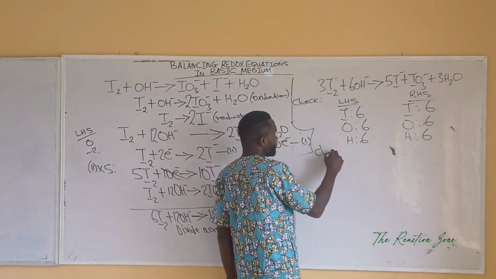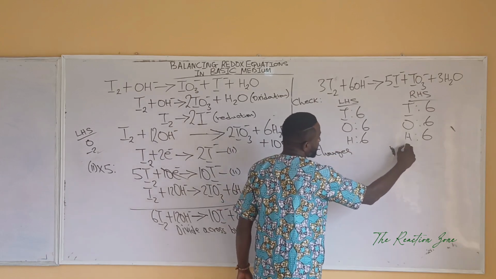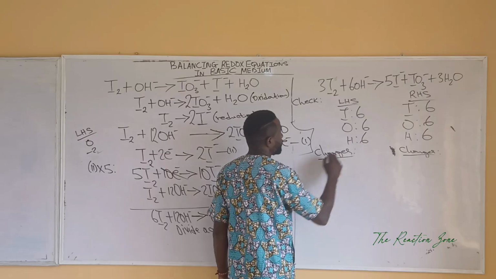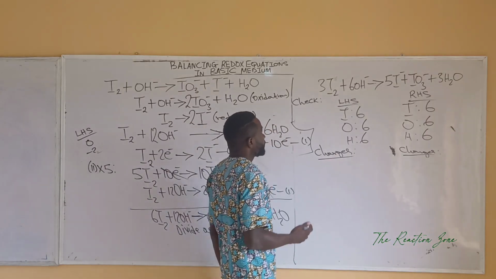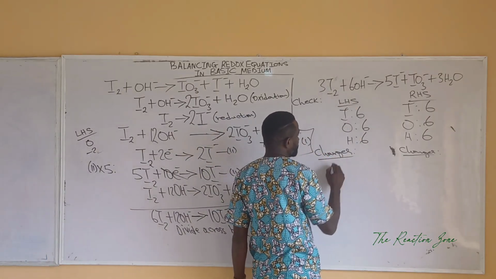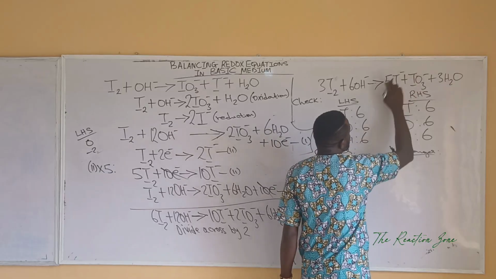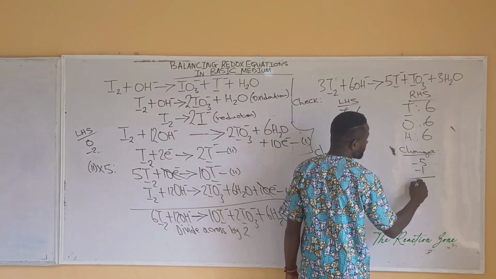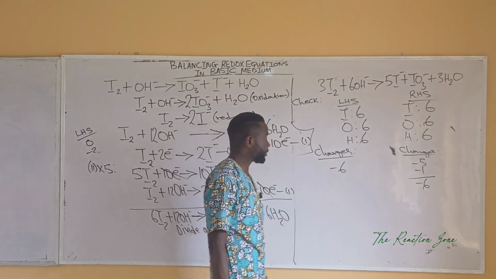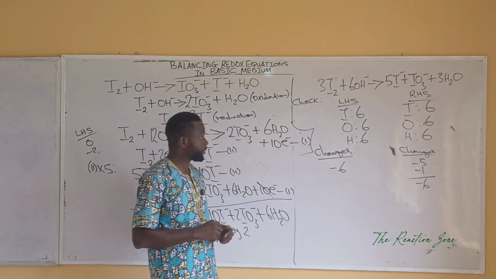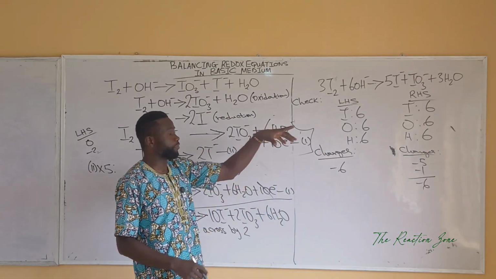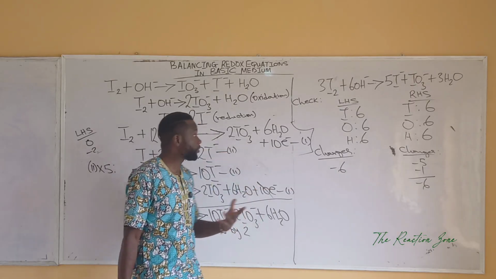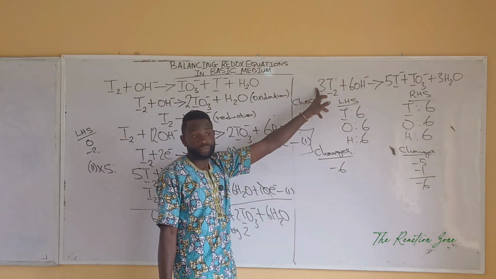So the next thing is to check if the charges are equal. Charges, minus 1 times 6 is minus 6. Minus 1 times 5 here is minus 5. Minus 1 times 1 is minus 1. So minus 5 minus 1 is minus 6. So we can see that the atoms on both sides of the balanced equation are equal, as well as the charges. That tells us that this answer is correct.